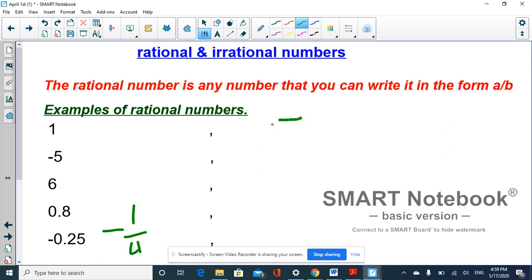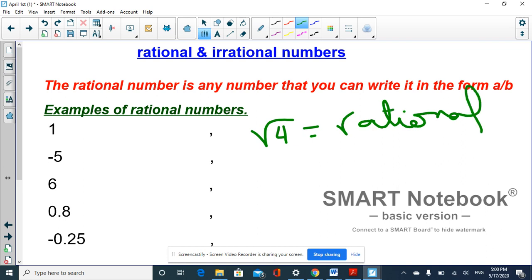Also, the square root of a perfect square, like the square root of 4. What is the square root of 4? What is the number that, if you multiply it by itself, gives you 4? It's 2. That means the square root of 4 is a rational number, because root 4 equals 2 and 2 is a rational number. 4 is a perfect square, meaning a number multiplied by itself. So this is a rational number.